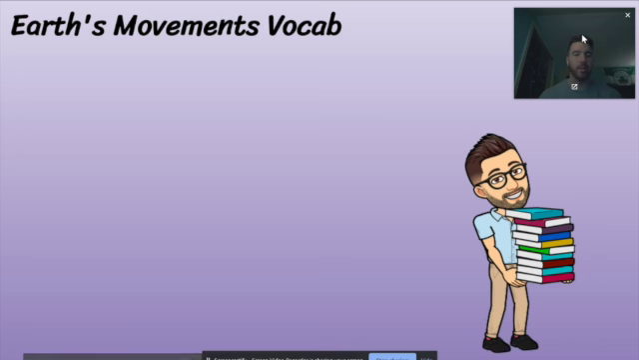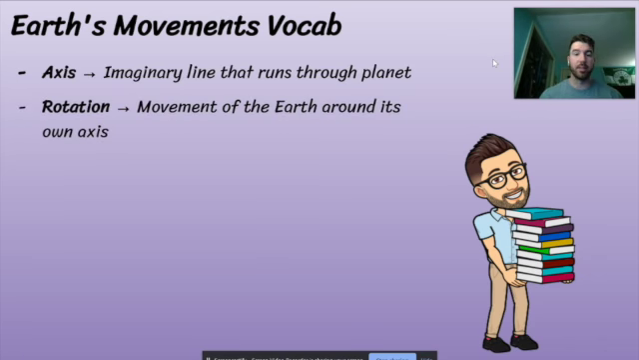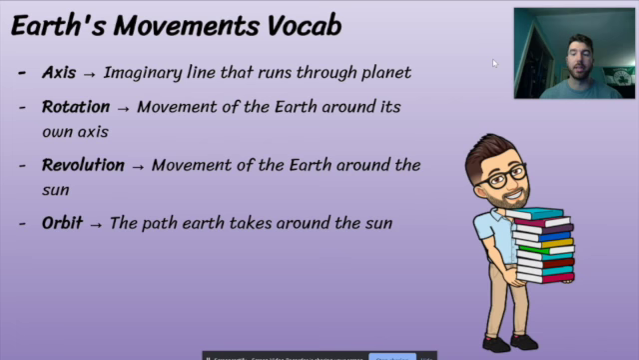So the first vocab word is axis, which is the imaginary line that runs through our planet. Rotation is the movement of Earth around its own axis. Revolution, movement of Earth around the sun. Remember, you need to know the length of those two terms. Rotation is a day, revolution is a year, 365.25 days.